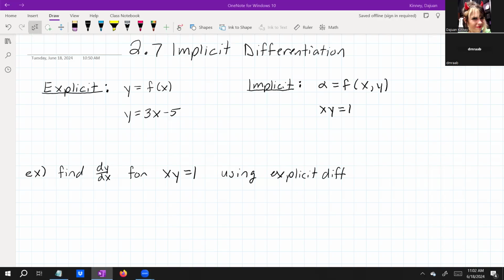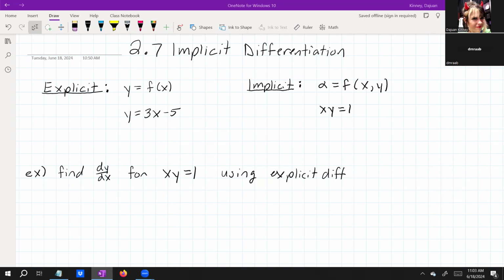All right, so welcome to the last section of video for chapter 2. There's an application section after that, which is applying everything we've already done. So this last section uses the chain rule. It honestly uses all of our previous rules, but the chain rule is the biggest one we'll look at.